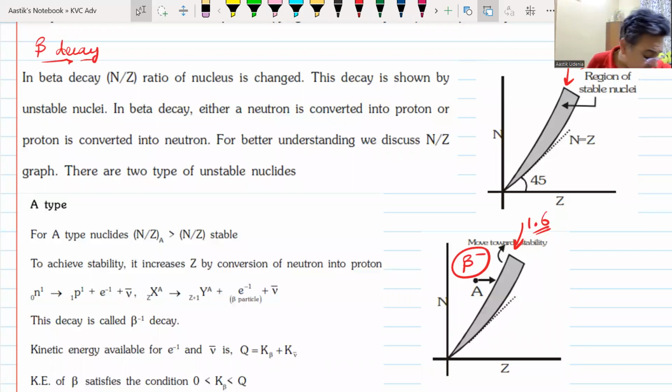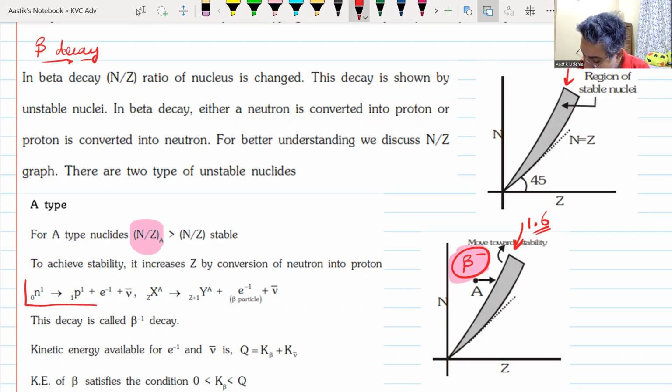So this beta decay comes from this N by Z ratio. You see the zone of stability. If the N by Z ratio of your nucleus is more than the stability, it will emit a beta negative particle and it will get to the stability zone. This is how the equation looks like.